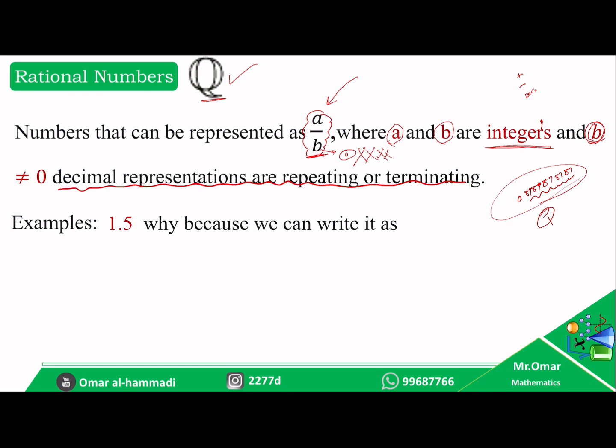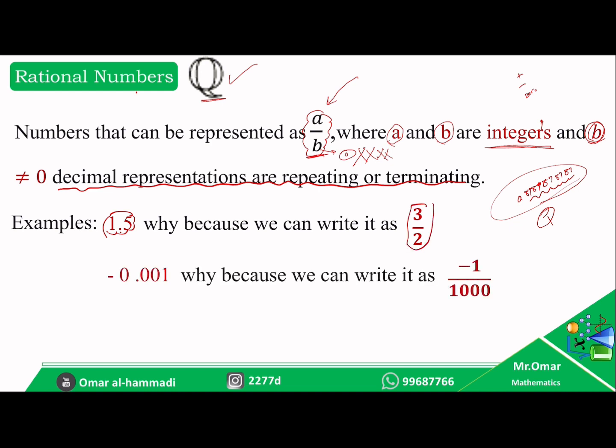Here we have an example. 1.5. Why? Because 1.5 is a rational number, because we can write it as 3/2. So this is rational. Also minus 0.001, because we can write it as minus 1 divided by 1000. So if we can write it like this, A over B, as a numerator and denominator, immediately it is rational.